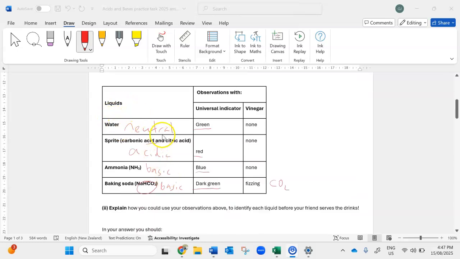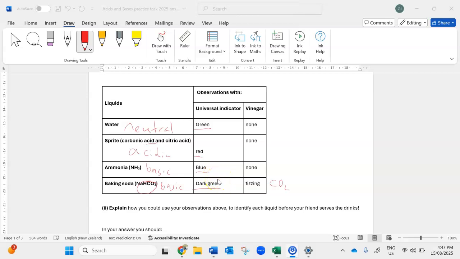Water is neutral, so it goes green with the universal indicator. We'll ignore the vinegar column for a second. Sprite contains an acid, is acidic, so it goes red with the universal indicator. Ammonia and baking soda are both basic, so they go blue or green, dark blue or bluish green with the universal indicator. You wouldn't be expected to know which is which here.